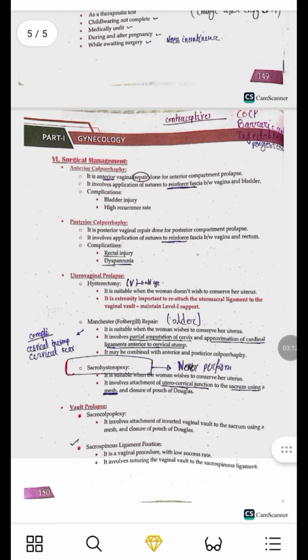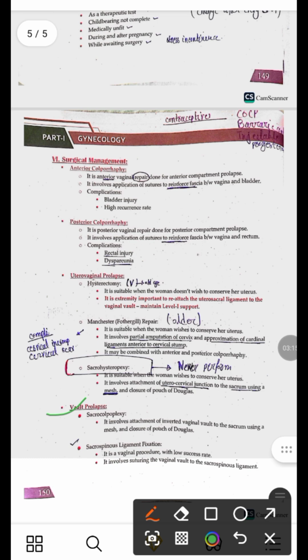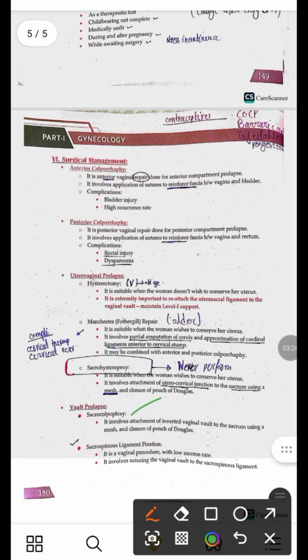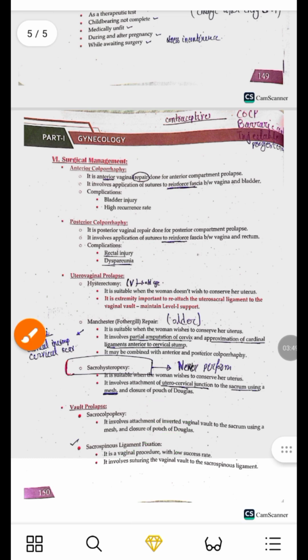Now the last one is the vault prolapse. For the vault prolapse, we do two procedures. One is sacrocolpopexy and the last one is sacrospinous ligament fixation. Sacrocolpopexy involves the attachment of the inverted vaginal wall to the sacrum using a mesh and closure of the pouch of Douglas. And the sacrospinous ligament fixation is a vaginal procedure and it has a low recurrence rate, and it involves the application of sutures to the vaginal vault and the sacrospinous ligament. So it was all about the pelvic organ prolapse and its management.